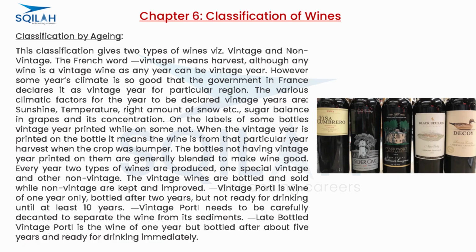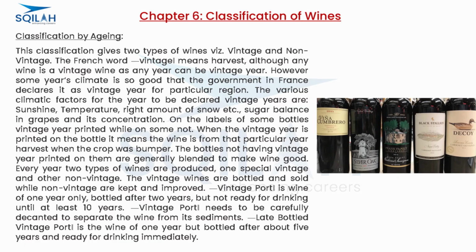On the labels of some bottles, the vintage year is printed, while on some it is not. When the vintage year is printed on the bottle, it means the wine is from that particular year's harvest when the crop was bumper. The bottles not having a vintage year printed on them are generally blended to make the wine good. Every year, two types of wines are produced, one special vintage and the other non-vintage. The vintage wines are bottled and sold while non-vintage are kept and improved.